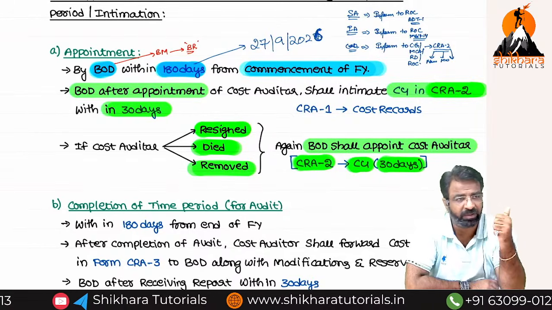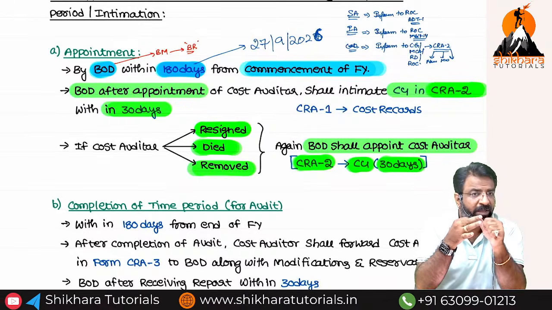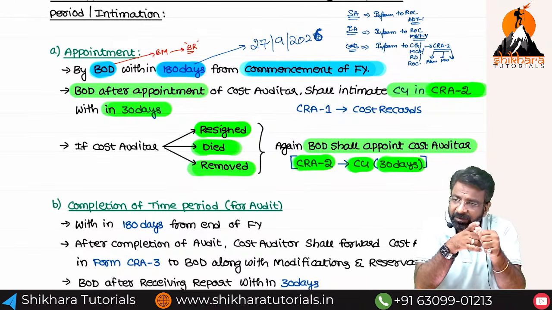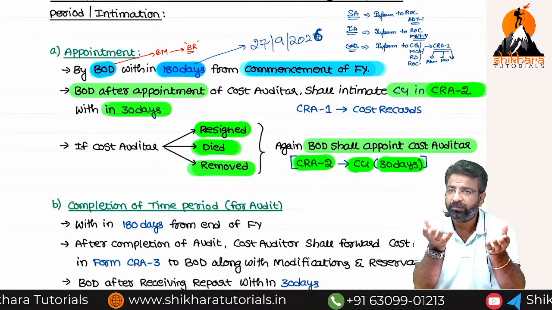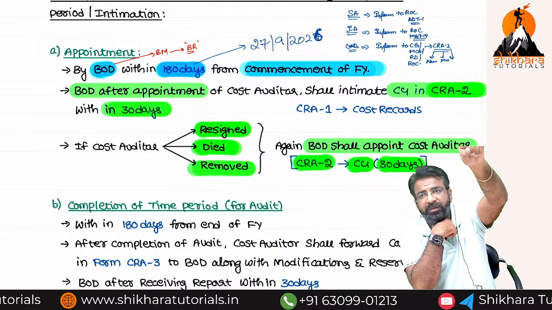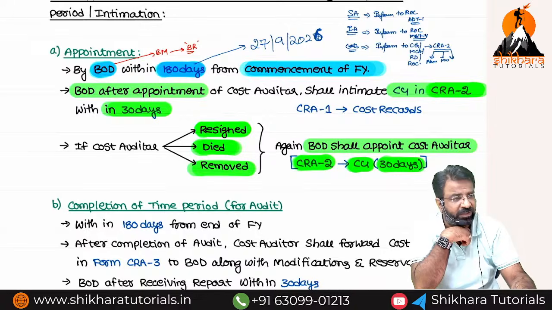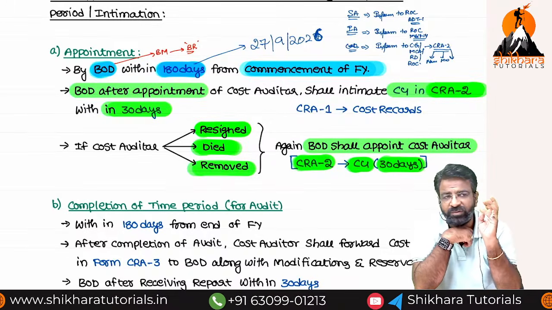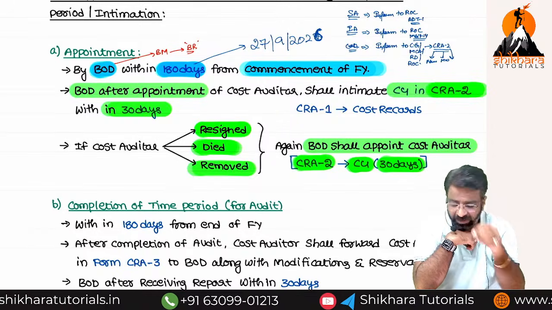So let's talk. Who appoints? By passing a resolution in a board meeting within, from the, who doesn't know? The board will send CRA2 to the whom? Within, from the date of appointment of the cost auditor, giving the details. What if our cost auditor died, resigned or removed? Again, the board will fill the casual vacancy.